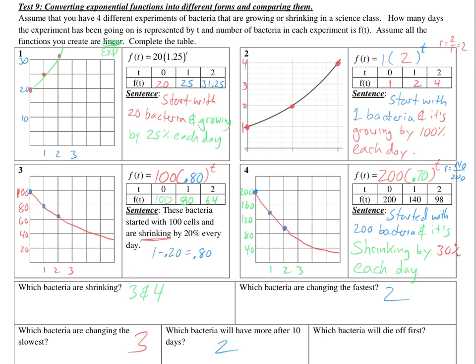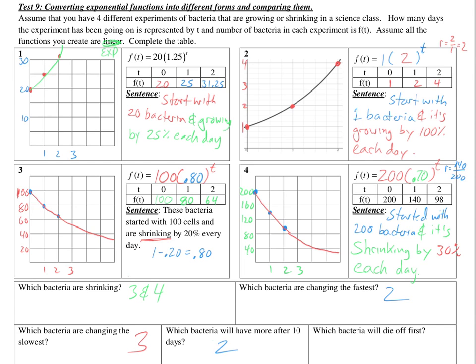Last question, which bacteria die off first? Well, it's probably the ones that are shrinking. Is that the first guess right here? If it's going to die off, it's probably something shrinking, not the top 2. So can I ignore the top 2? These guys are growing, so that doesn't make any sense. So which of these 2 do you think would die off first? Would it be the one that's shrinking the fastest?